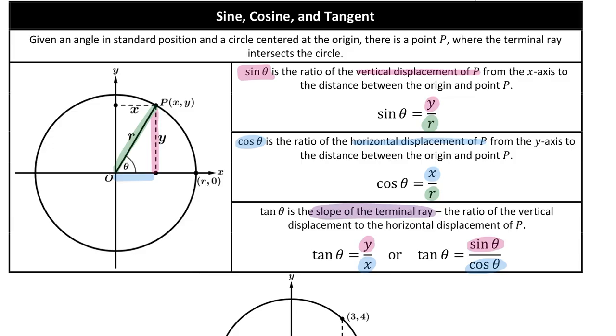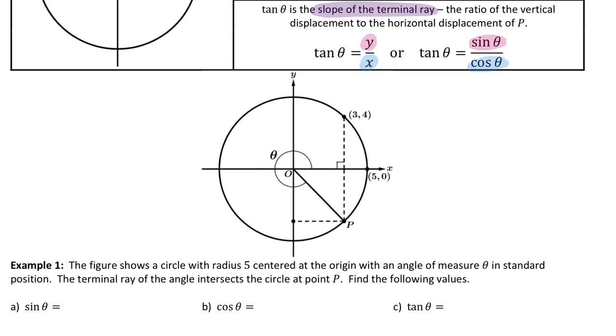We need to know that sine is the vertical displacement divided by r, cosine is horizontal displacement divided by r, and tangent is the ratio that creates the slope of that line, rise over run. And if we know these things, we can answer a lot of questions, like perhaps something like this.